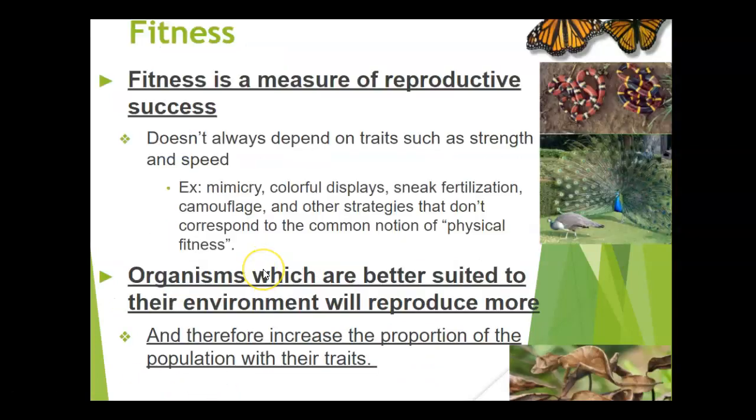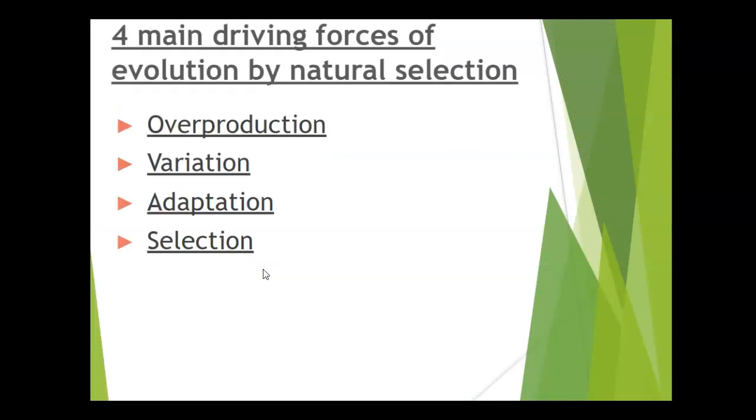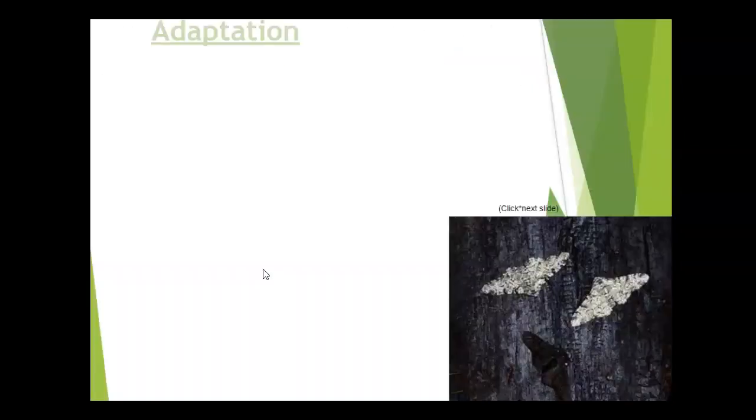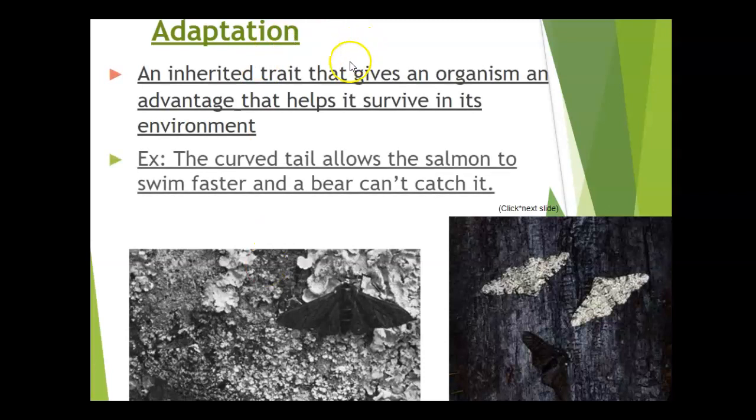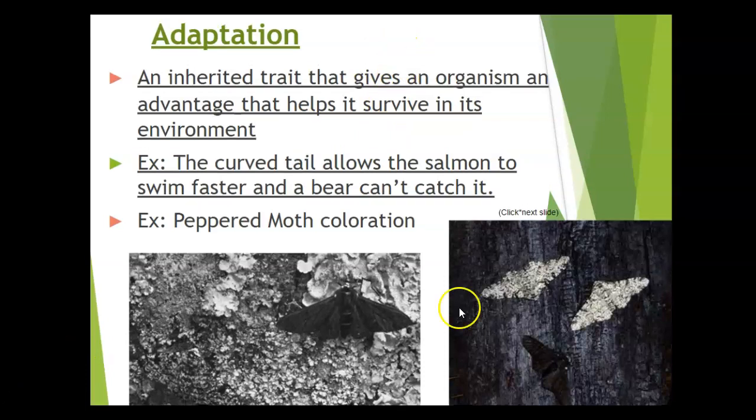Well, what do we call that difference? Well, that difference is what we will now call an adaptation. Okay, so an adaptation is any difference in the genes, so it's a trait that helps the organism survive. Okay, that's the difference. So that genetic mistake that helps you survive will now be called an adaptation.